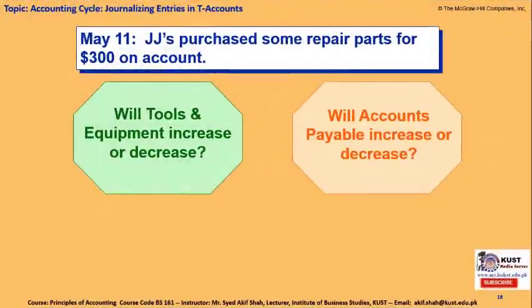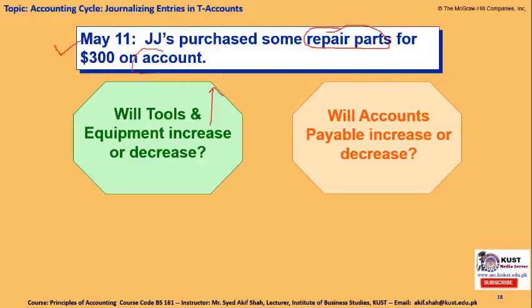Let us discuss the May 11 transaction, and it states that the JJs purchased some repair parts for $300 on open account. So we have to analyze the transaction carefully. Will the tools and equipment increase or decrease? Definitely, the company has purchased repair parts, so therefore the tools and equipment will increase in the company.